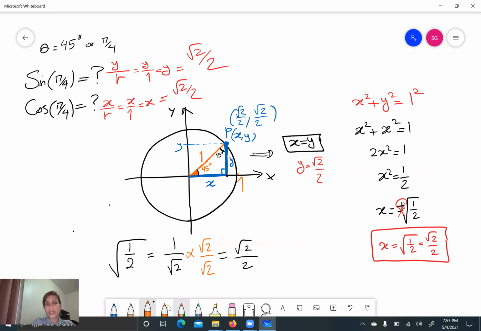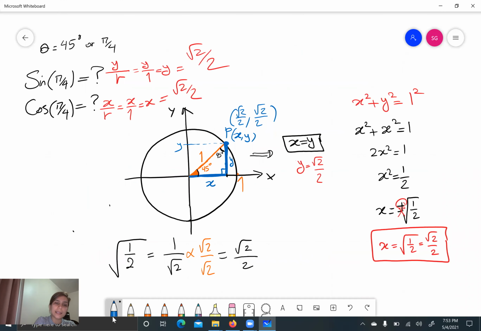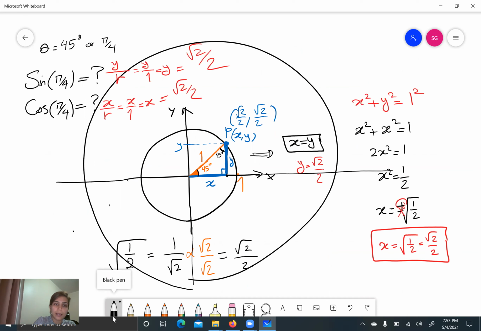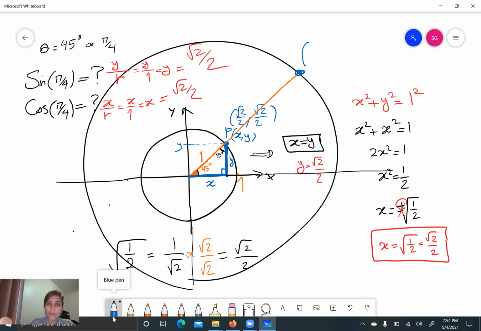Now the question is, what are the coordinates of 45 degrees for a circle of radius 6? Just multiply it by 6. That's it. Because imagine if you have a bigger circle, I'm going to put a bigger circle here. Suppose you have a bigger circle, but you are still talking about the same angle, 45 degrees. The next question is, what are the coordinates of these points? What is the x value, y value of this one?